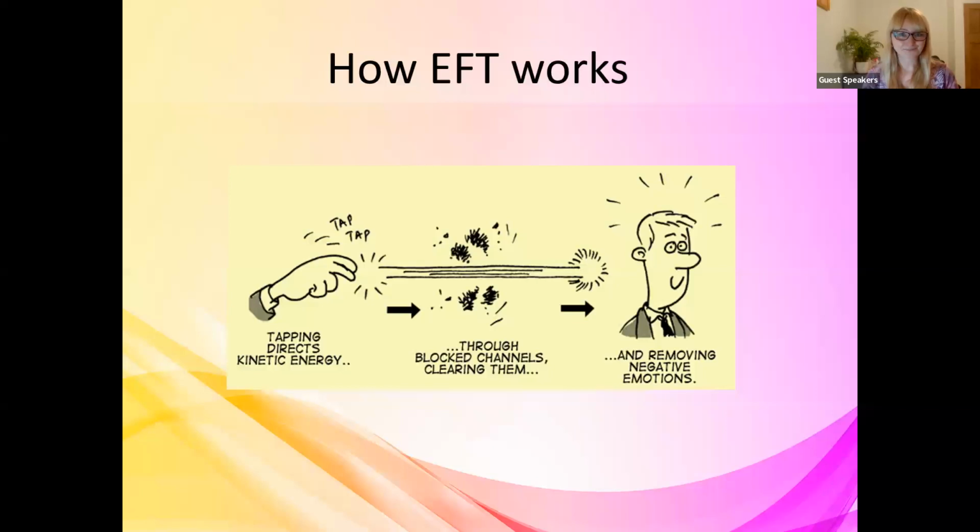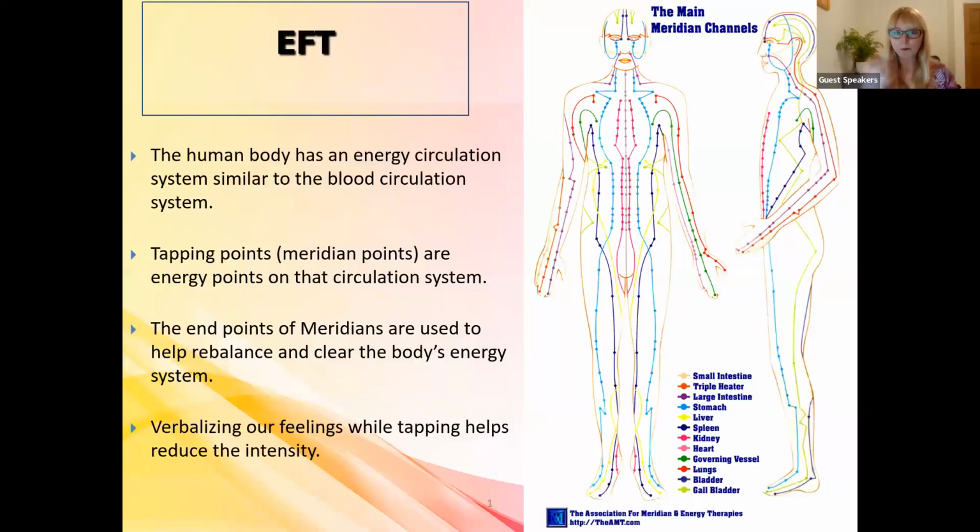Right, okay. So let me talk a little bit more about EFT. As I said before, the human body has an energy circulation system, which is similar to the blood circulation system that we have. And as you can see in the pictures, we've got all these lines, these meridian channels. And that's sort of what acupuncture is based on. The tapping points or meridian points are all energy points on that circulation system. But with EFT, we don't use all of them because there are hundreds. We only use the end points of the meridians, and they are quite close under the skin.